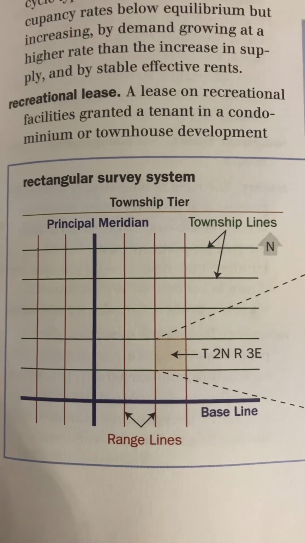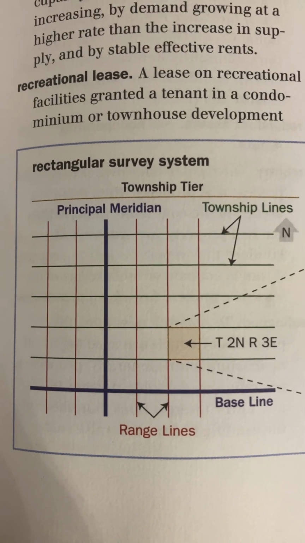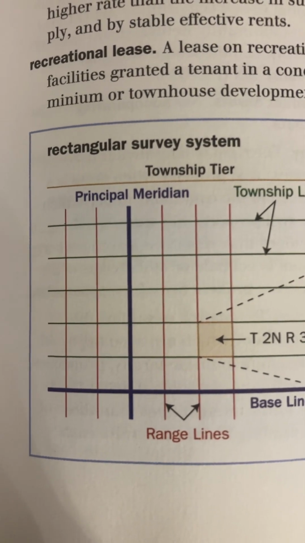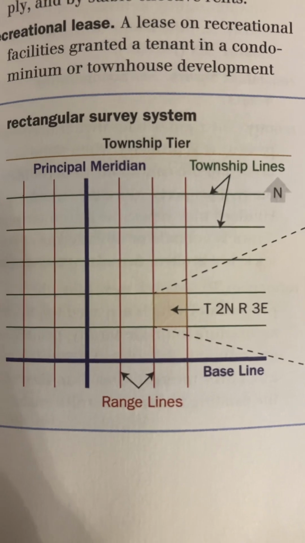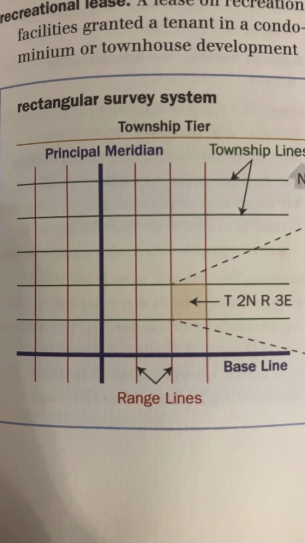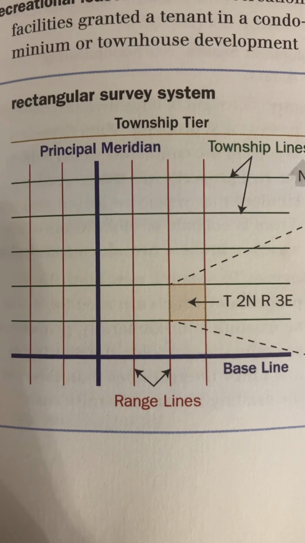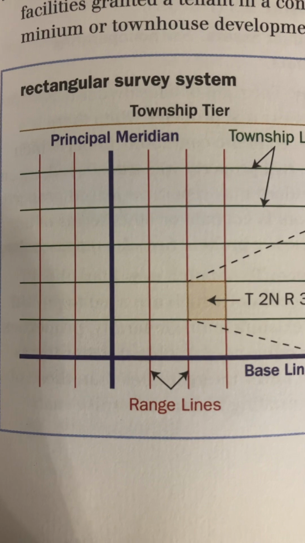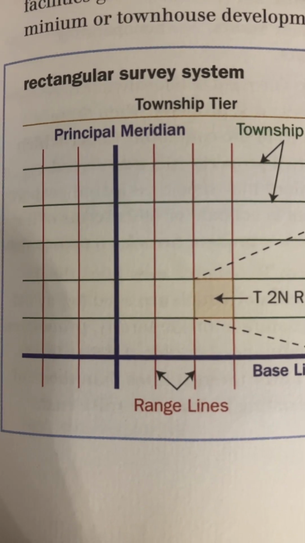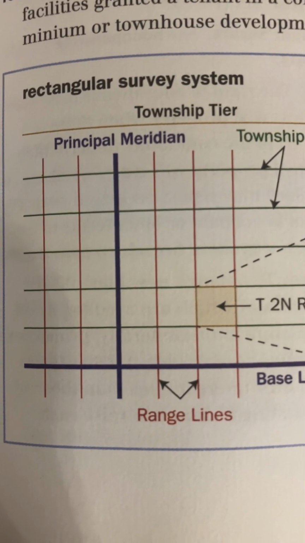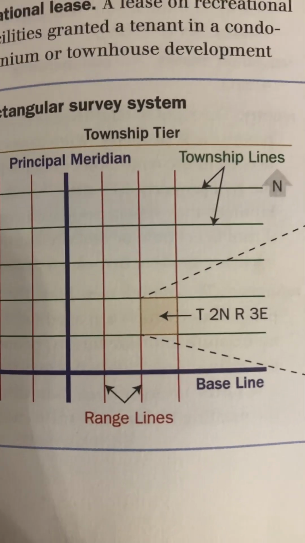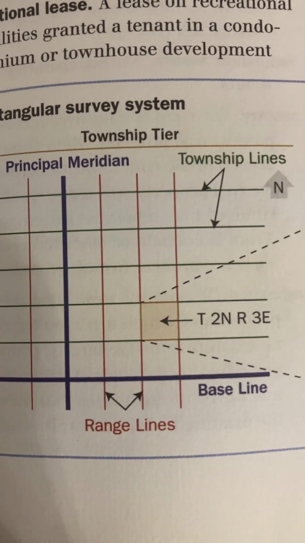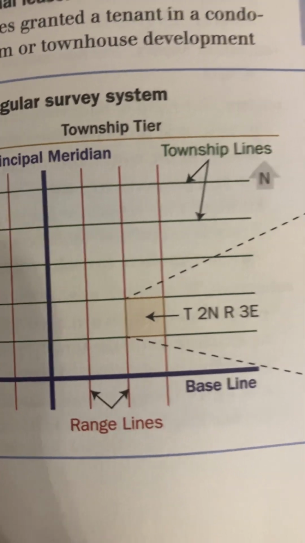Rectangular survey system. Township tier. Down the middle is the principal meridian, heading north to south, and heading east to west is the baseline. The lines to the west and east of the principal meridian are called range lines. The lines heading north and south of the baseline are called township lines.